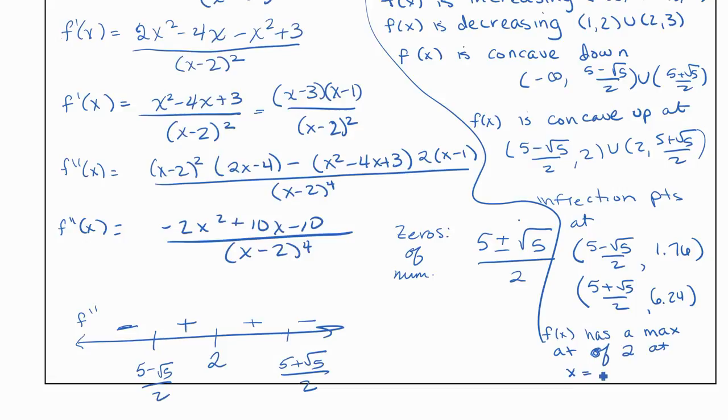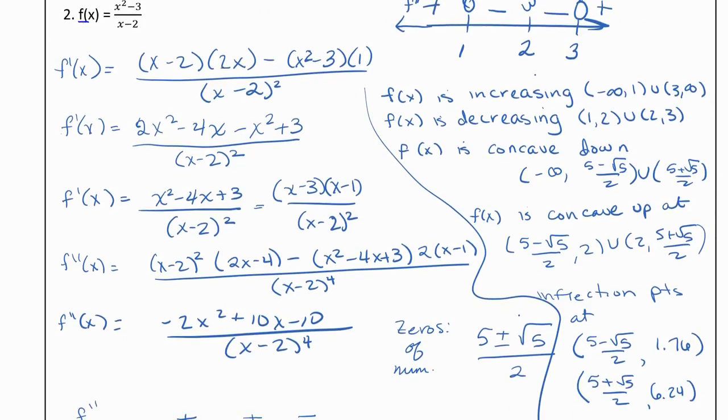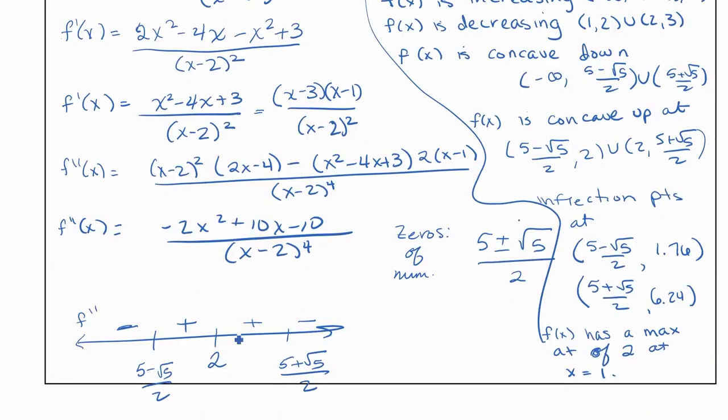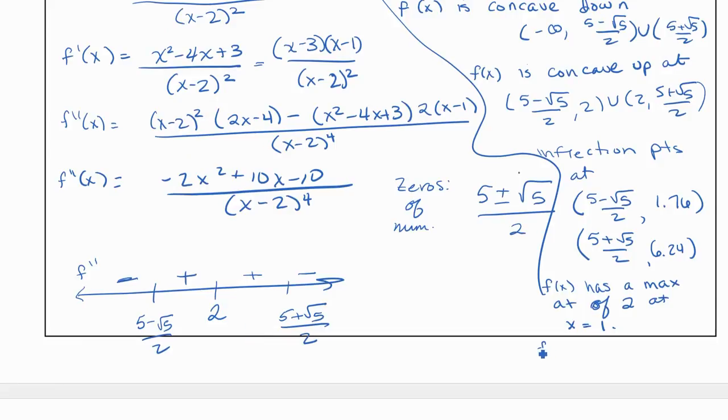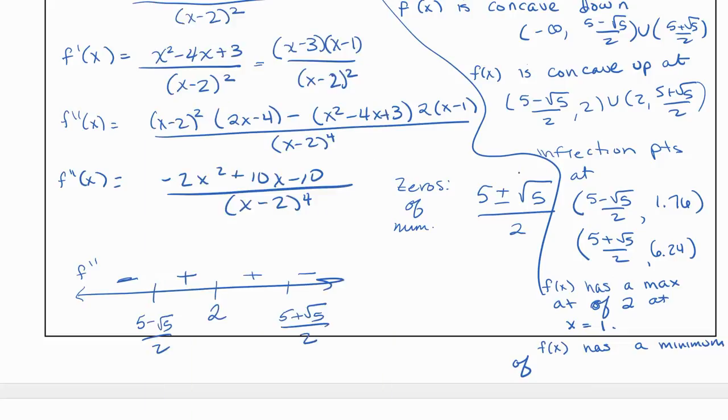Let's see the other place where we had a 0. It was at 3. So at 3, we're here, and we're concave up, which means we have a minimum. So f of x has a minimum of 6 at x equals 3. Now, you may be wondering, how can this minimum be bigger than our maximum?